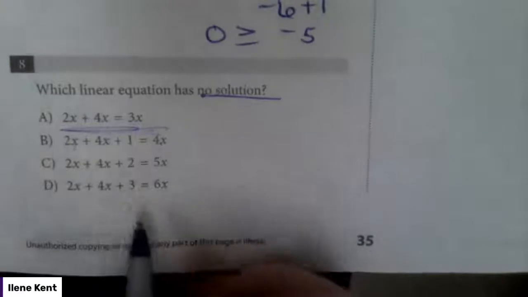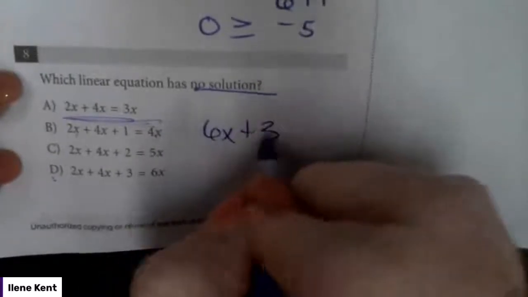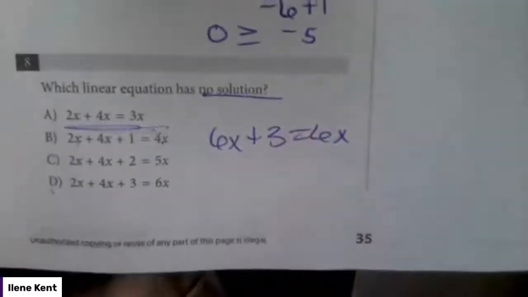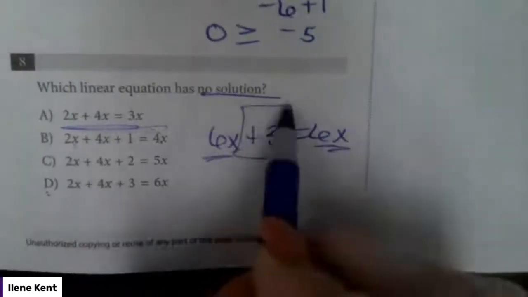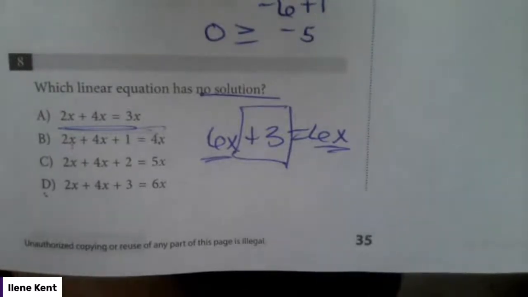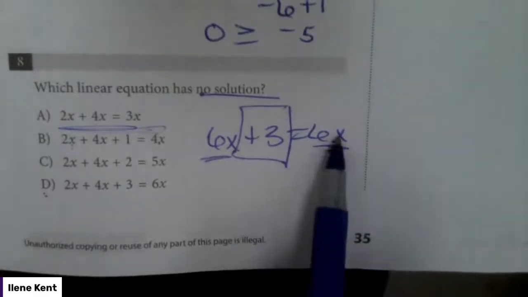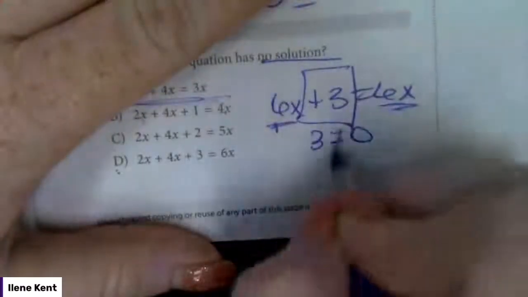I know, looking down here, though, at choice D, 6x plus 3 equals 6x. Well, no matter what I plug in here, I still have this plus 3 hanging out. Positive 3 will never equal 0, because if I plug in a 0 here, I'm going to end up having to write on my paper 3 equals 0. That's not true, so there's no solution for D.